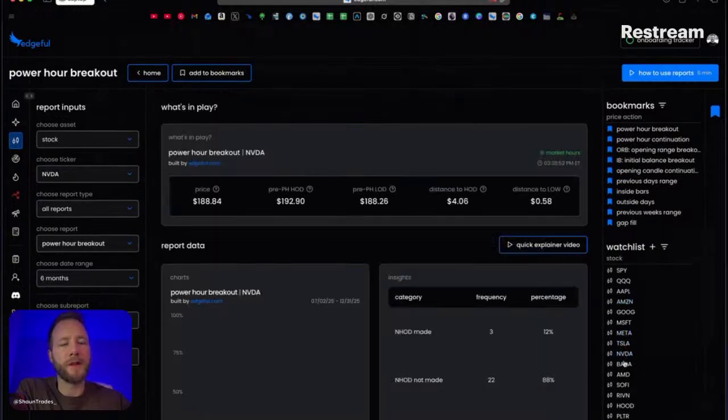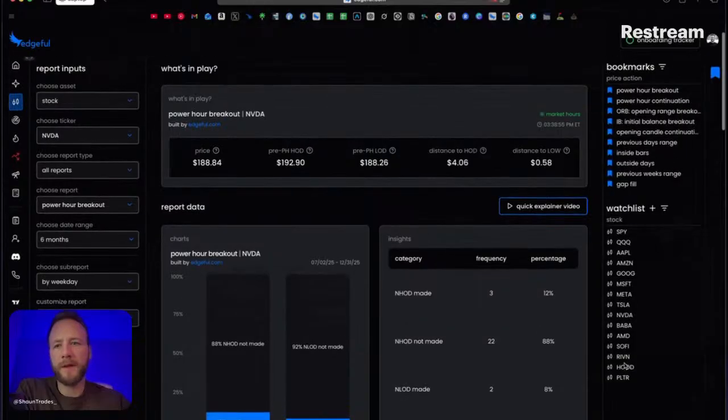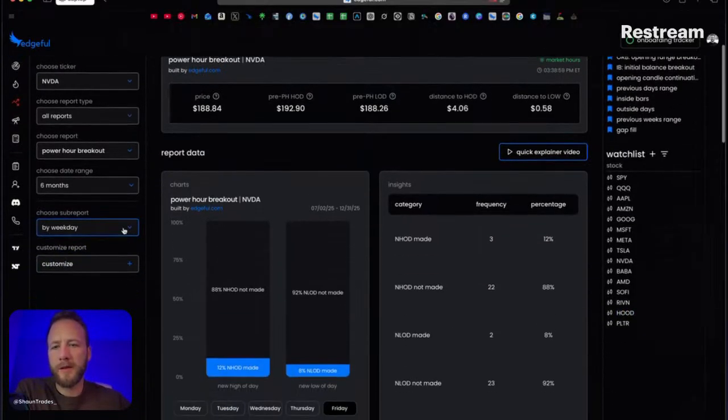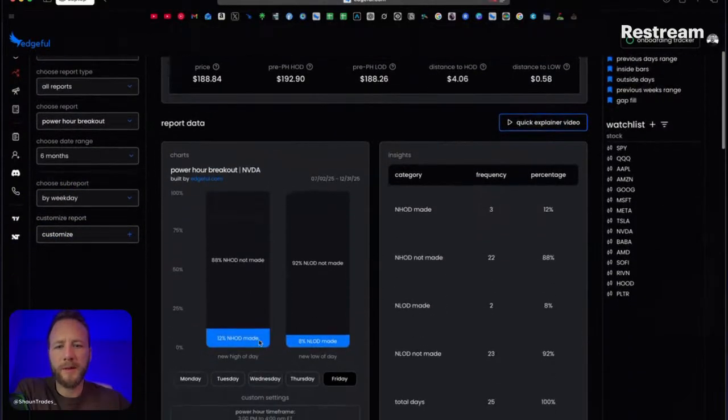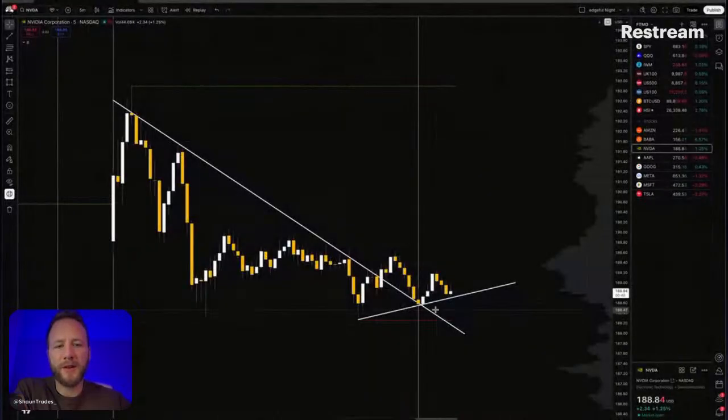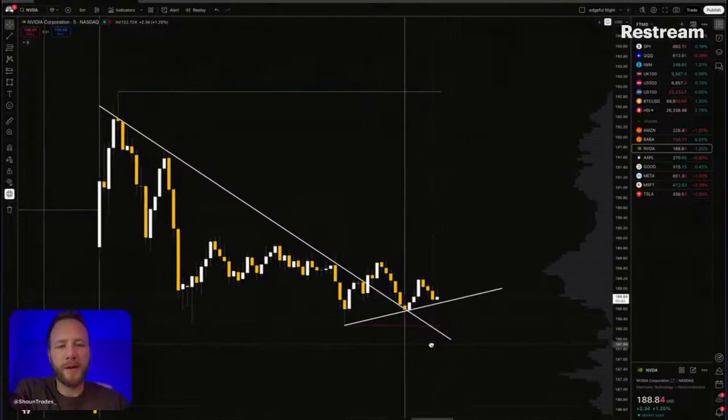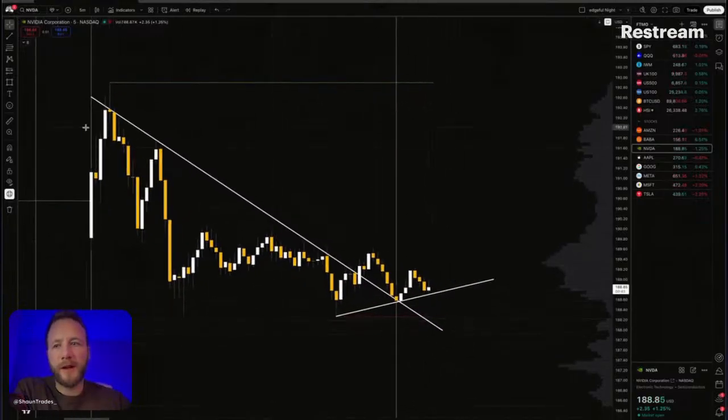Obviously all the watch lists are down here on the bottom right hand side. And then what we've got here is, again, weekday for Nvidia. We've got some good data. We've got 12% new highs, which we're not looking at because we're avoiding more downside. And of course, we've got 8% new lows of day made. So there's an 8% chance the stock goes down below this level in the next 20 minutes. So you could use that data to place a long trade potentially.